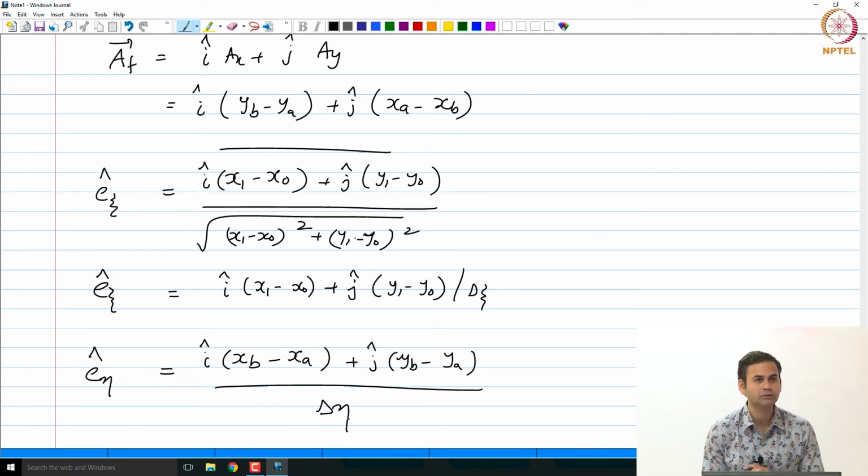Yes? I Ax plus j Ay. But the notation is, Ax is not the x component of the phase. Ax is the component of the phase vector that is in the x direction, in the i direction.